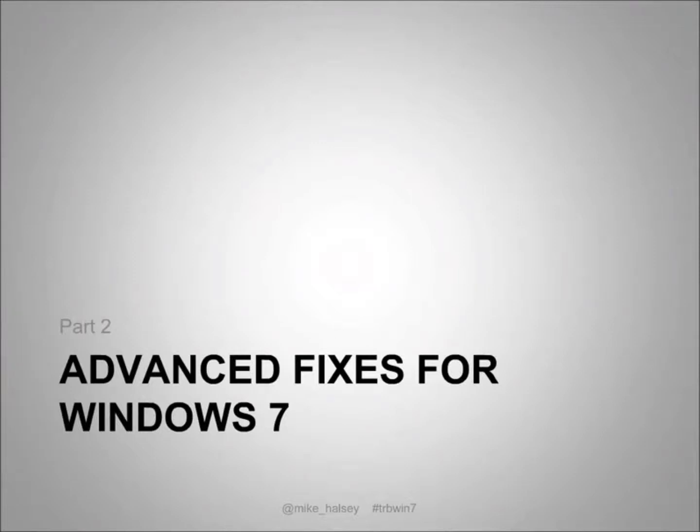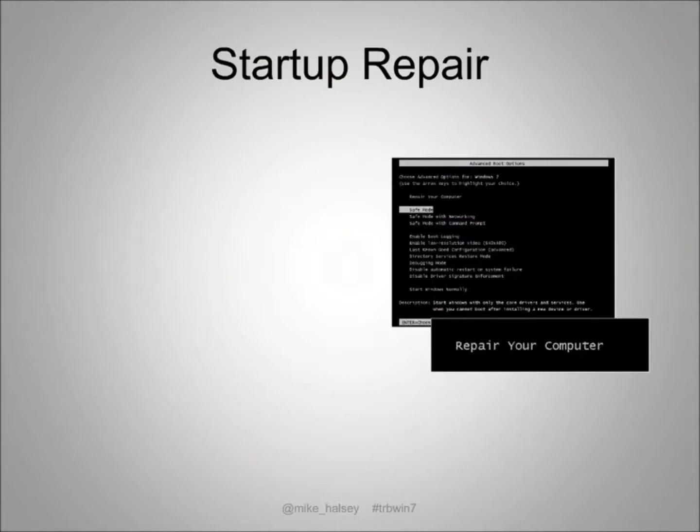Now we've had just a brief look at some of the easy ways to fix Windows 7, and these are all detailed at much more length in the book. I want to spend the rest of this time looking at more advanced ways to fix it. In part 2 here we'll look at advanced fixes, and then in part 3 we'll look at yet more advanced things that we can do. So startup repair is extremely useful.